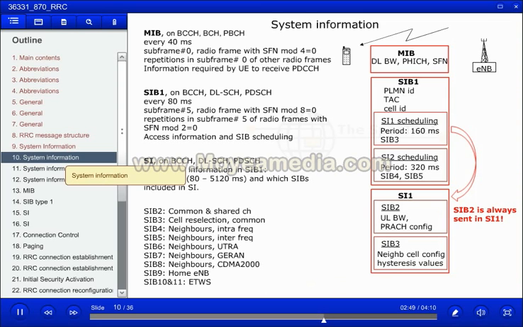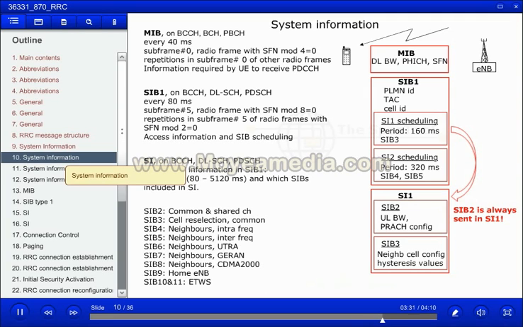The different SIBs that are delivered in SI are today: SIB2, carrying information about common and shared channels, for example uplink bandwidth and PRACH configuration. SIB3, with common information about cell reselection. SIB4, with information about neighbors for intra-frequency cell reselection. SIB5, with information about neighbors for inter-frequency cell reselection.